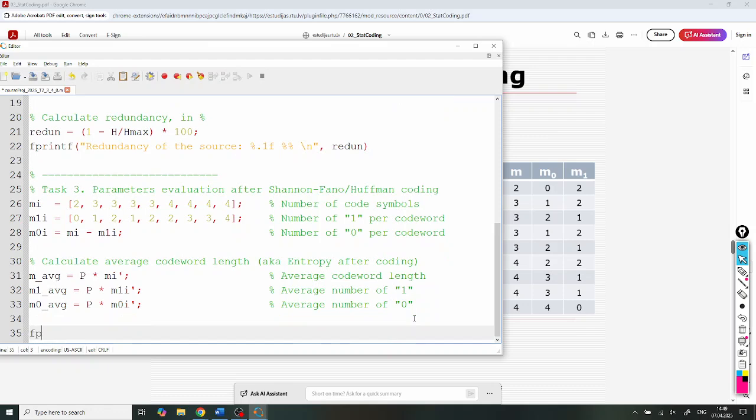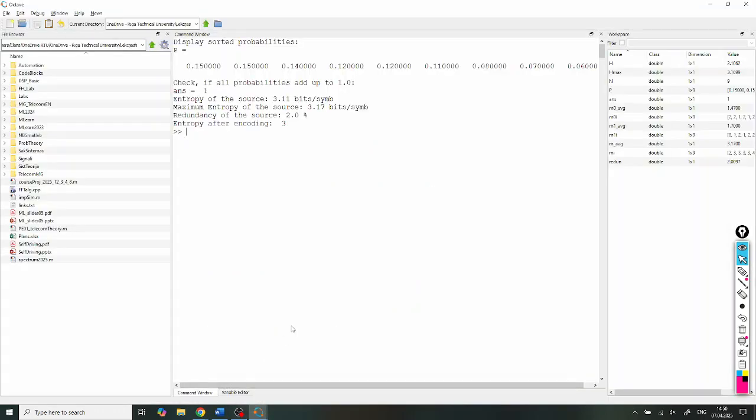So fprintf entropy after encoding, that is going to be m average. But first let's check out how our entropy changed. Well, actually, in my case, it even reduced a little bit, yes?